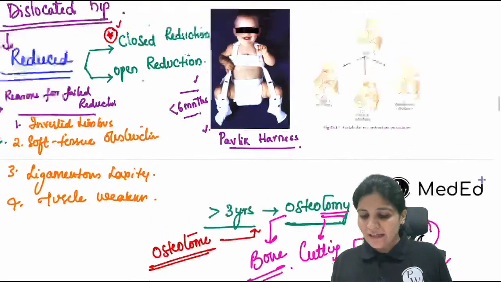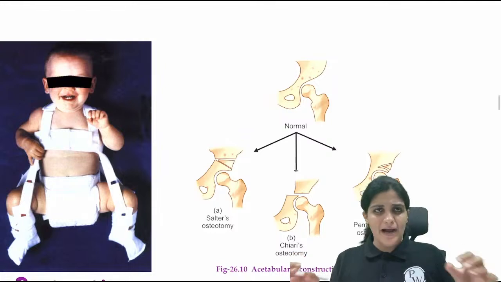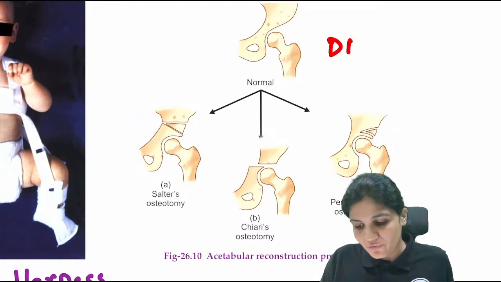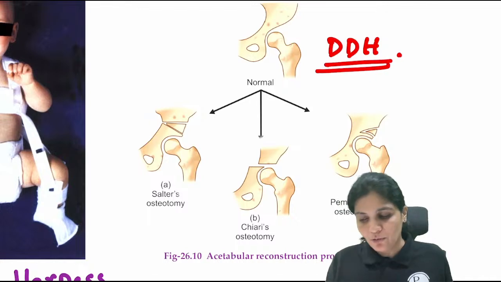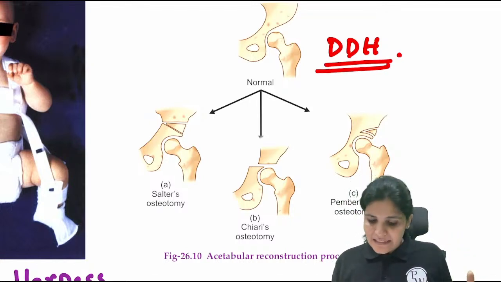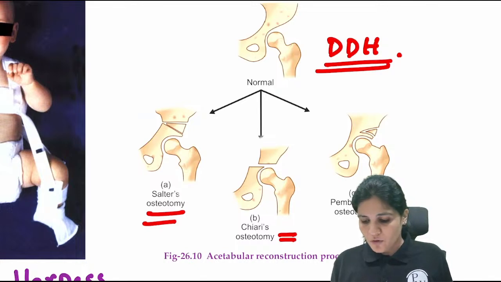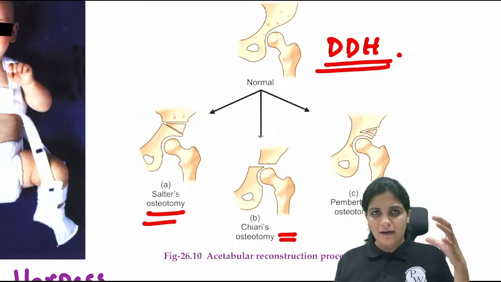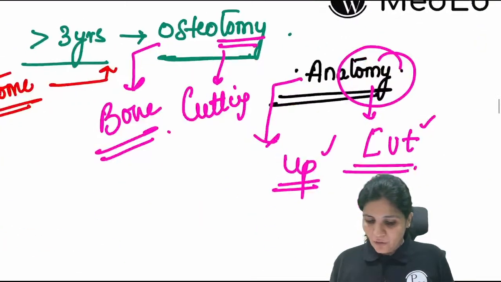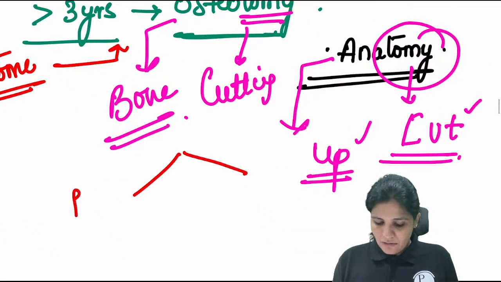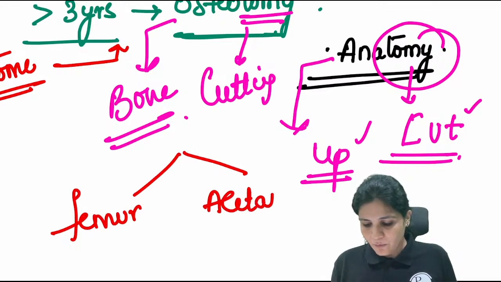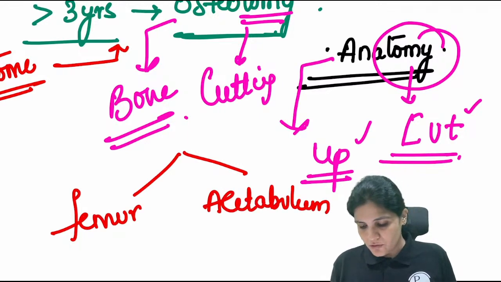So here I want you to gain more marks than everybody in the class. Whenever they ask you a question on DDH and you happen to write all the things correctly, just mention the names of these osteotomies. Okay, no need to write the procedure also, just remember. These osteotomies can be of two types, right? This could be of the femur or the acetabulum or the pelvis, right?